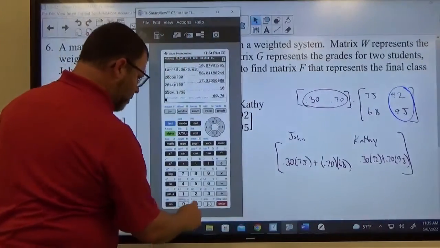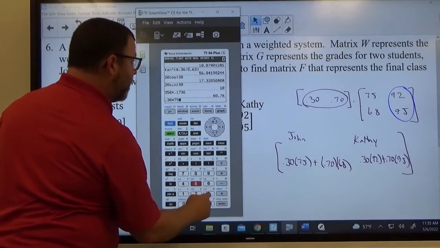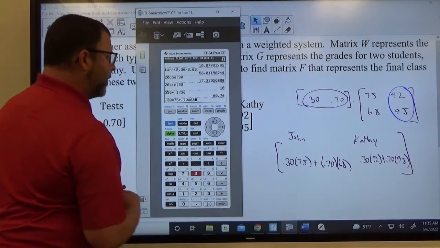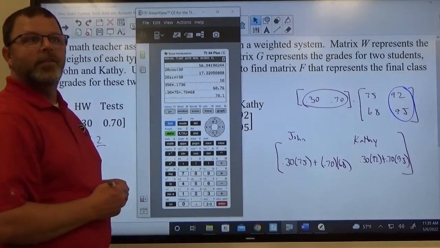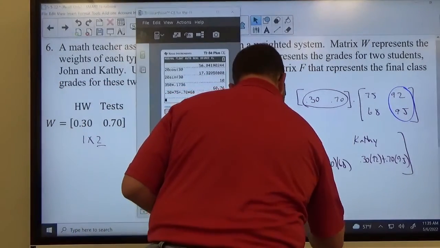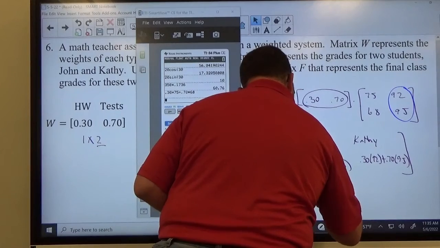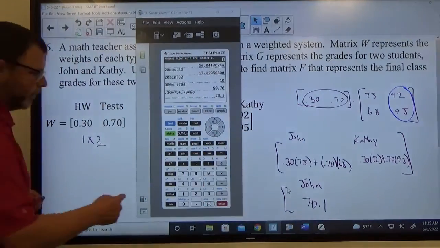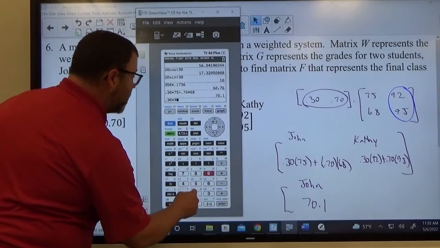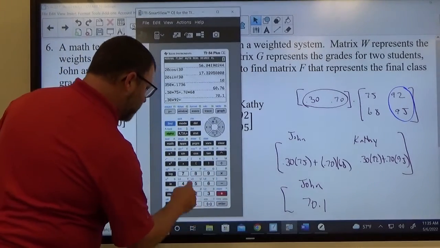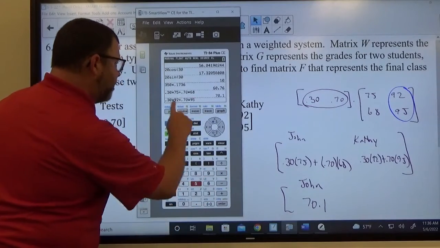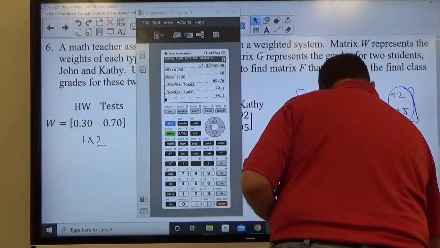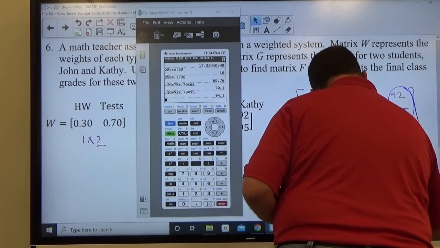So if we take 0.30 times 75 plus 0.70 times 68, that gets us a grade of, just squeaked by for John. So John ended up with a 70.1 average. Probably thrilled to death that he passed the class, praying to God he doesn't have to take class next year. Plus 0.70 times 95, that's Kathy's setup, and she ends up with a 94.1, a solid A for Kathy, the hard worker that she is. So it's good for her.